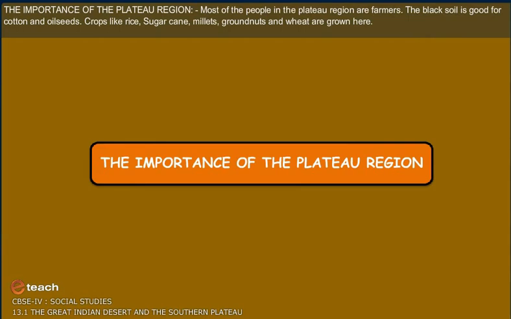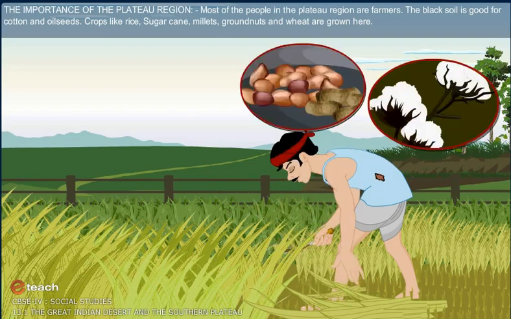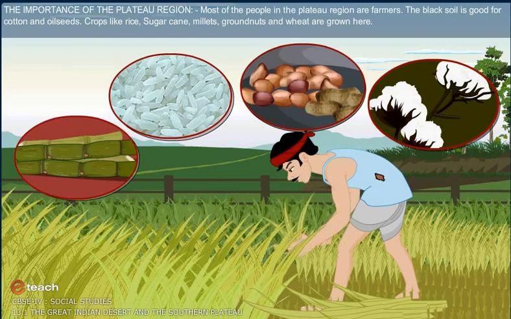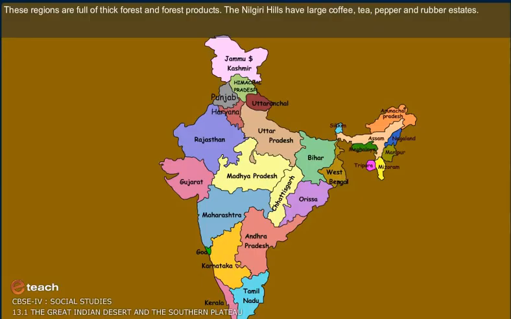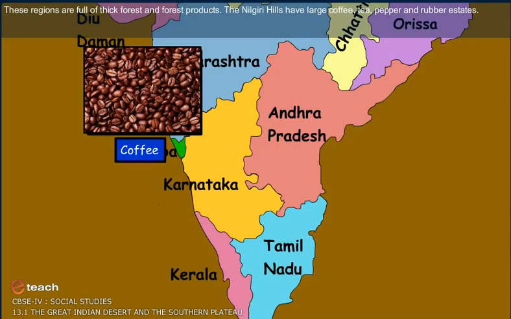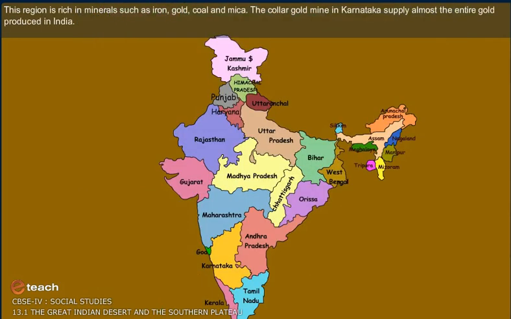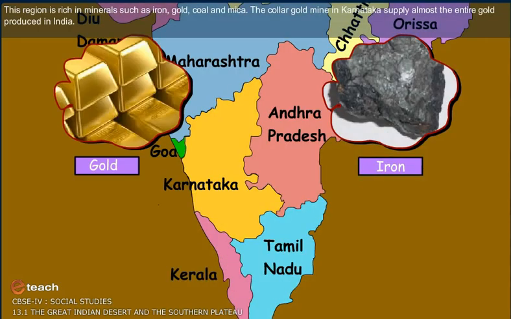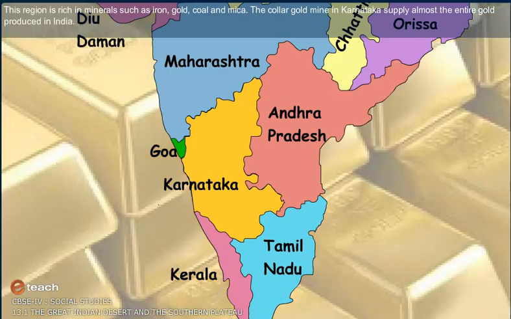The importance of the Plateau region. Most of the people in the Plateau region are farmers. The black soil is good for cotton and oilseeds. Crops like rice, sugarcane, millets, groundnuts and wheat are grown here. These regions are full of thick forest and forest products. The Nilgiri Hills have large coffee, tea, pepper, and rubber estates. This region is rich in minerals such as iron, gold, coal, and mica. The Kolar Gold Mine in Karnataka supplies almost the entire gold produced in India.